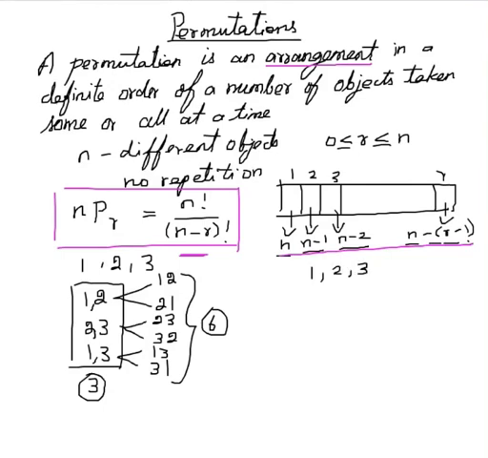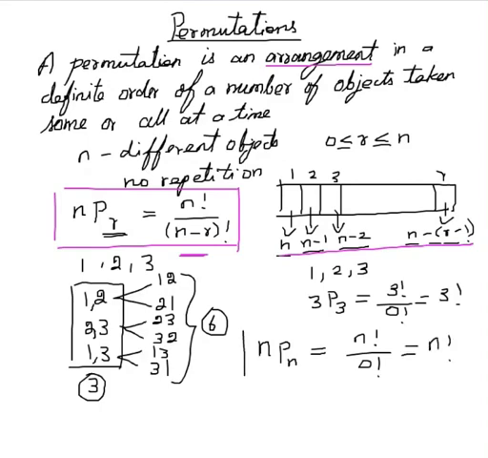If 3 digits are given and we have to make use of all 3 digits, the number of permutations will be 3P3, which is 3 factorial by 0 factorial. 0 factorial is 1. Therefore, the answer is 3 factorial. If we have n different objects and we have to arrange all n objects, with no repetition, the formula is nPn, where r is equal to n. It becomes n factorial by 0 factorial, which is n factorial. This is the first formula.